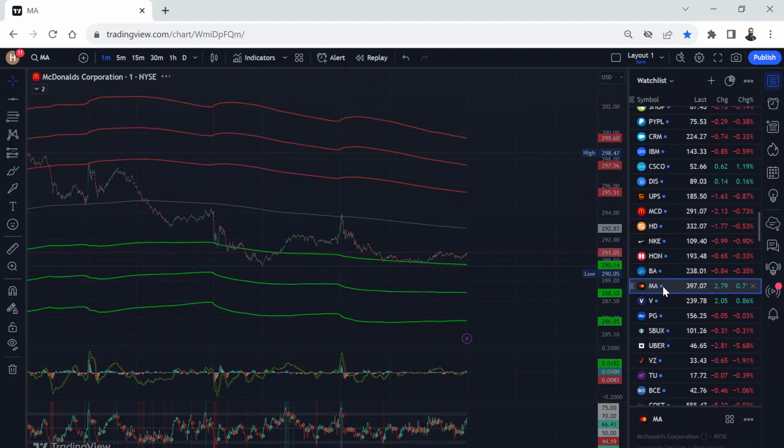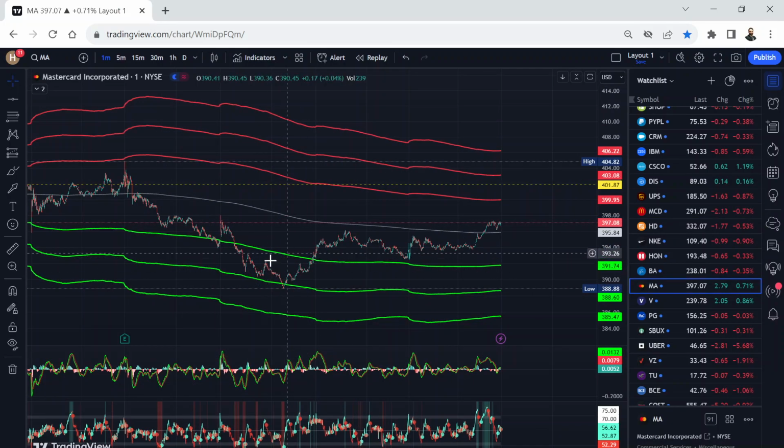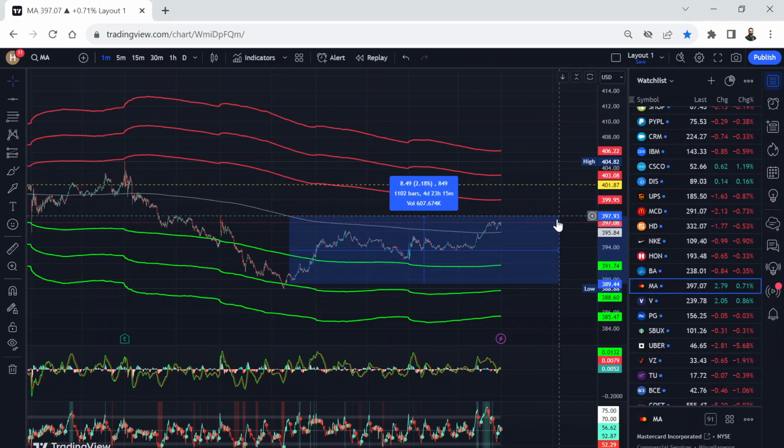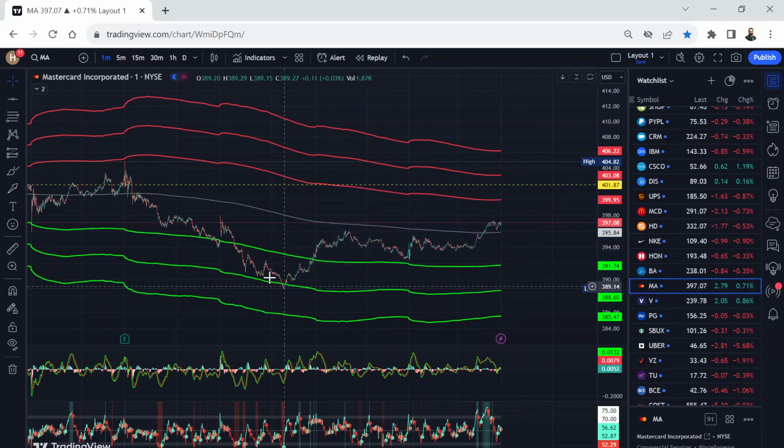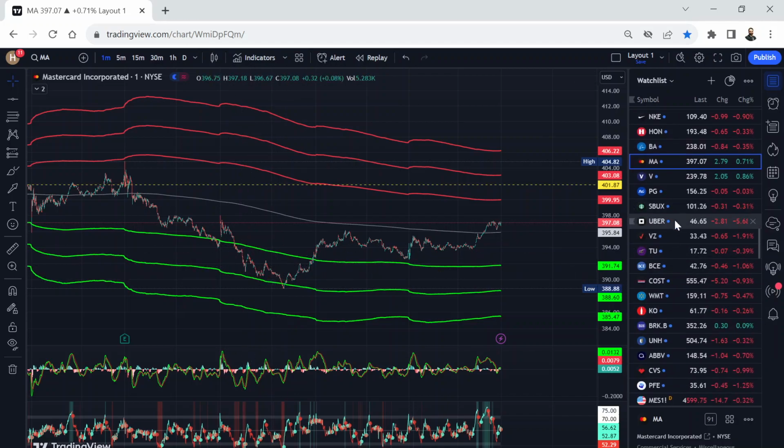Let's quickly see MasterCard. I told my subscribers this is when I was telling everybody buy it, buy it, buy it. And I know some of you bought it. They were asking me for an update and you were up more than 2% if you bought it when I told you to buy it. Okay, you can see how nicely these indicators work.